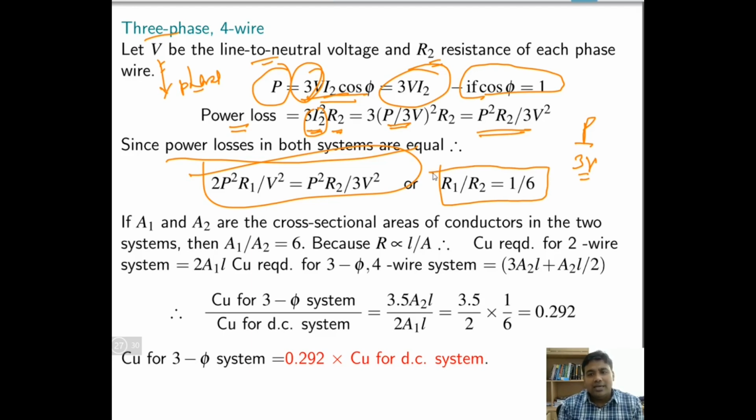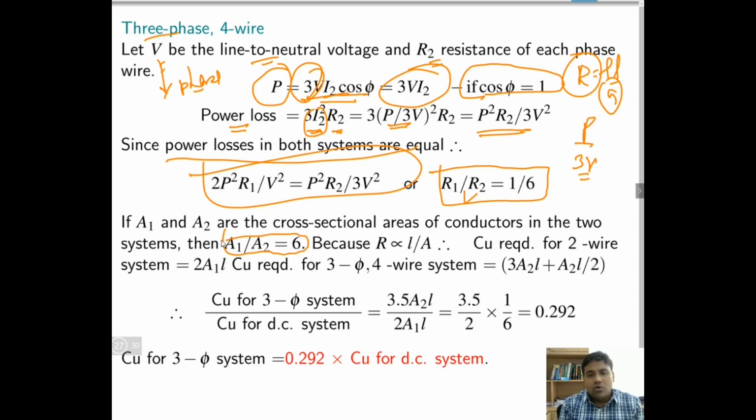Now if the resistance ratio R1 by R2 is 1 by 6, and you know that R is equal to rho L by A, where area and resistance are inversely proportional, so here you can have the area ratio A1 by A2 to be the reciprocal, that is equal to 6.